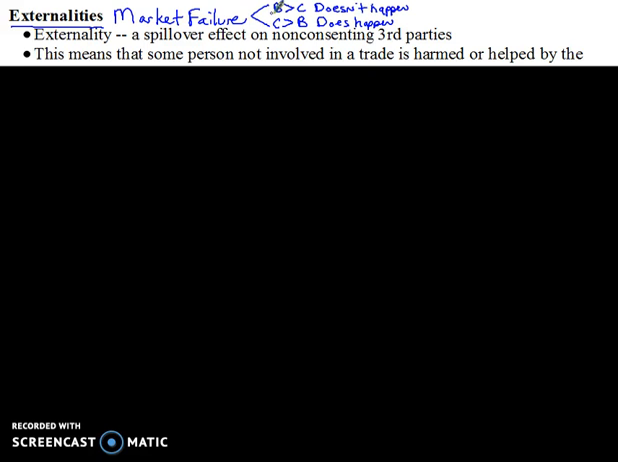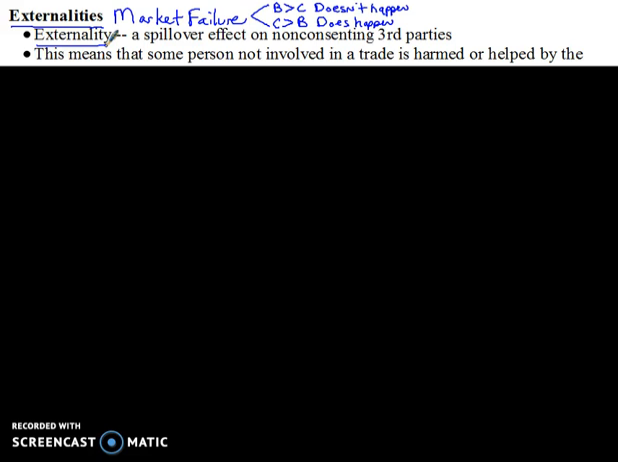If the benefits outweigh the cost of producing a good and it fails to get produced, that's inefficient. That's a market failure. Or if the costs outweigh the benefits and it does get produced, that's also a market failure. And one particular type of market failure is an externality. So what exactly is an externality, and how does it create inefficiencies?